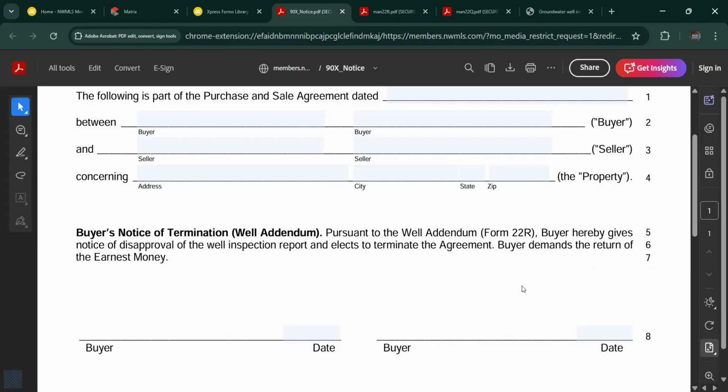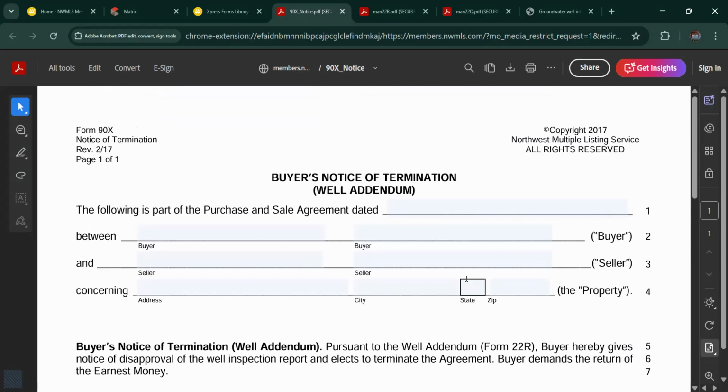So here's the buyer's notice of termination well addendum, pursuant to the well addendum Form 22R. Buyer hereby gives notice of disapproval of the well inspection report and elects to terminate the agreement. Buyer demands the return of the earnest money. No seller signature on that, it's one-sided. So Form 50 along with this and the buyer's out.